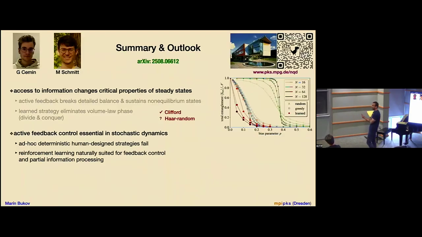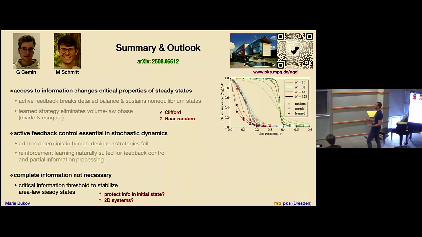Second, active feedback control seems to be absolutely essential for stochastic dynamics. In particular, if you just try to use deterministic ad hoc strategies, then most likely, unless you allow them to be non-locally supported, they are going to fail. But not only that, reinforcement learning seems to be the right tool to do this because you can, first of all, dial the amount of information, and second, it's naturally suited for this kind of interactive feedback control that you want to do. And finally, complete information about the state of the quantum system is actually not necessary. What we find is a critical information threshold in order to stabilize area law steady states.